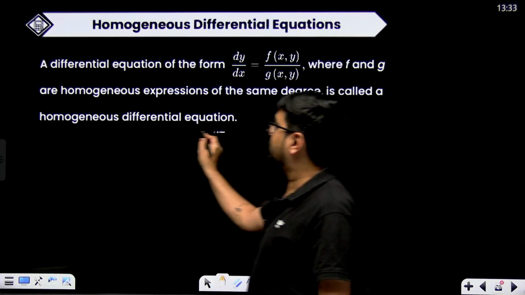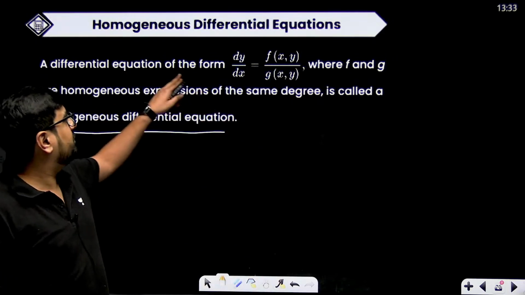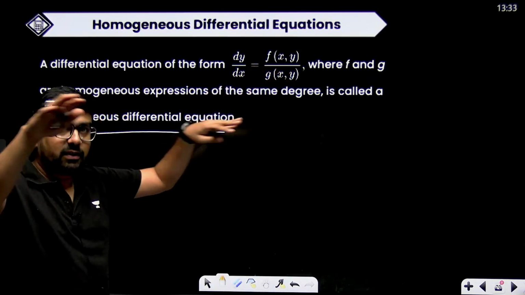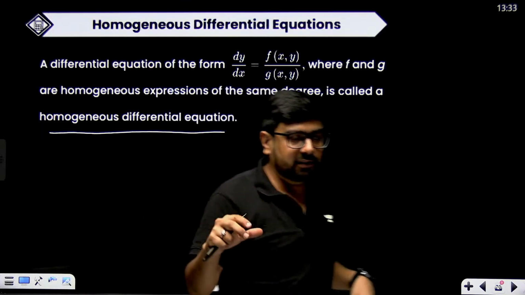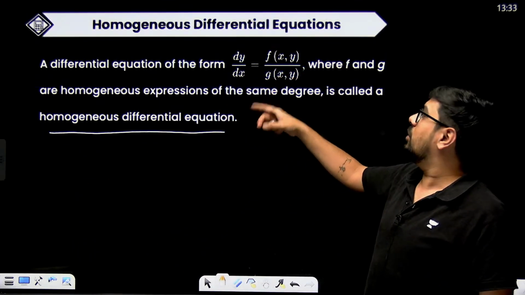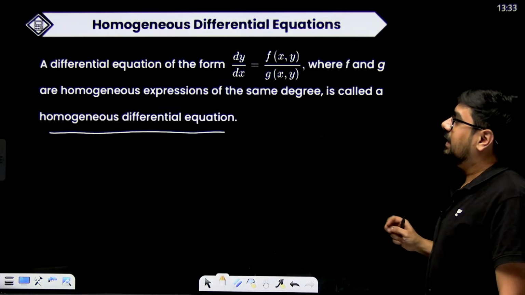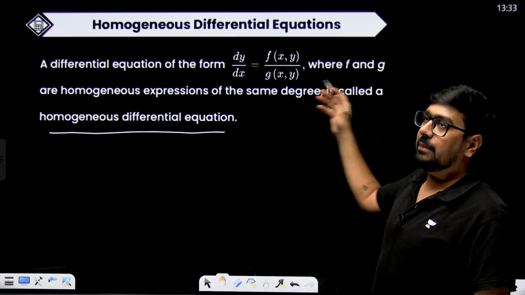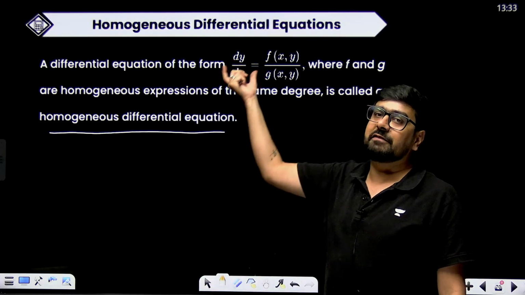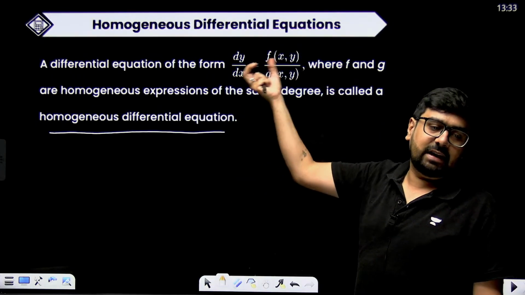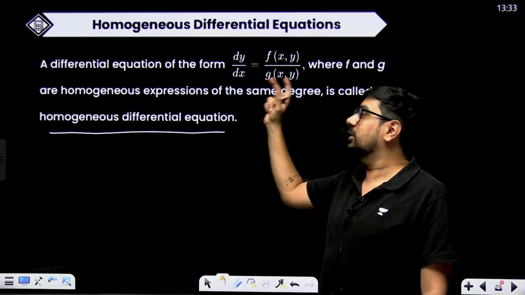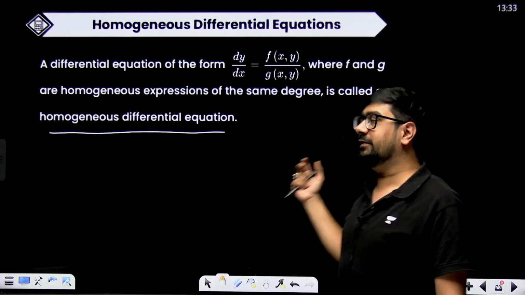Homogeneous differential equation. A differential equation of the form f of x, y upon g of x, y, a function of x and y both, and in the denominator also you have a function of x and y. These types of expressions we generally check for homogeneous equations, and if we find that the degree of x and y cumulatively is equal in numerator and denominator both, then we call it a homogeneous differential equation.